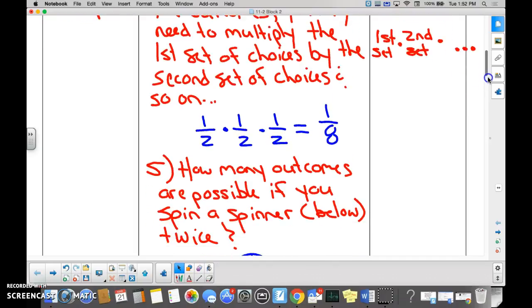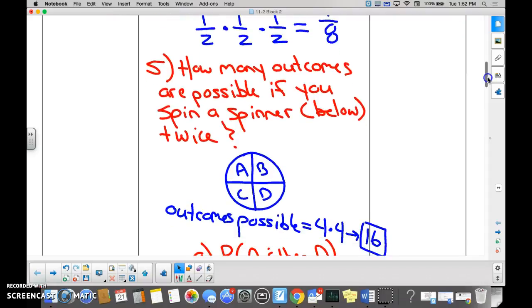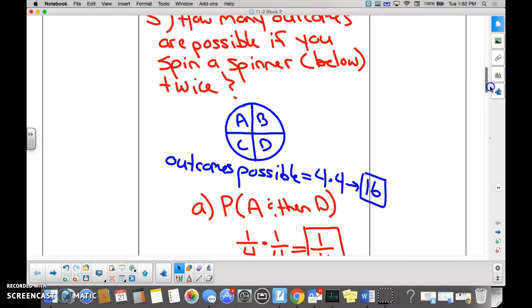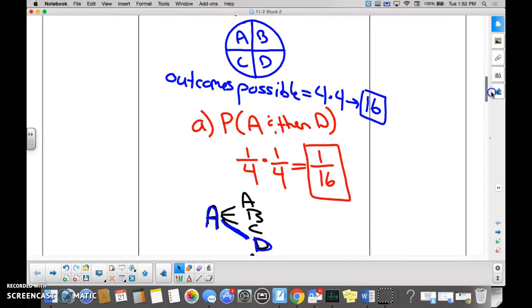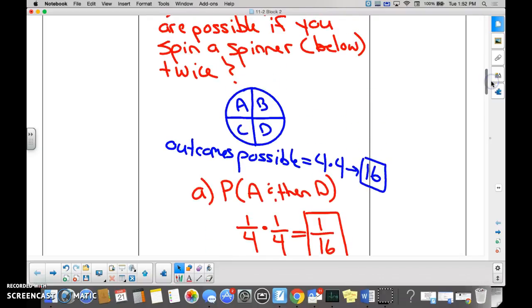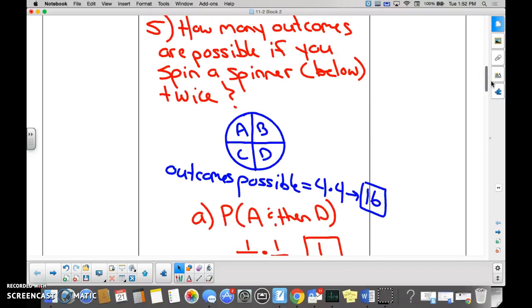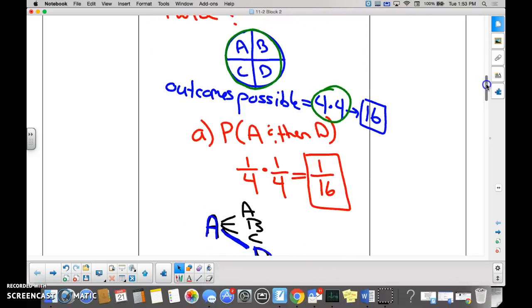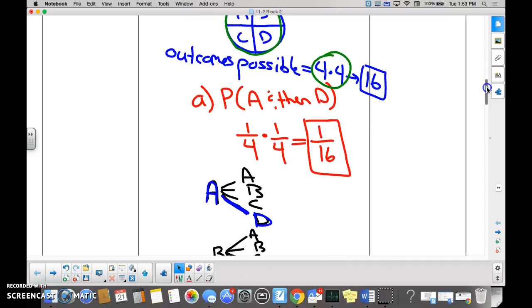All right, number 5 is a great example. How many outcomes are possible if you spin a spinner below twice? Well, if you spin the spinner the first time, how many possible outcomes would there be on this spinner? 4. If you spin it the second time, how many possible outcomes would there be? 4. What's 4 times 4? 16.